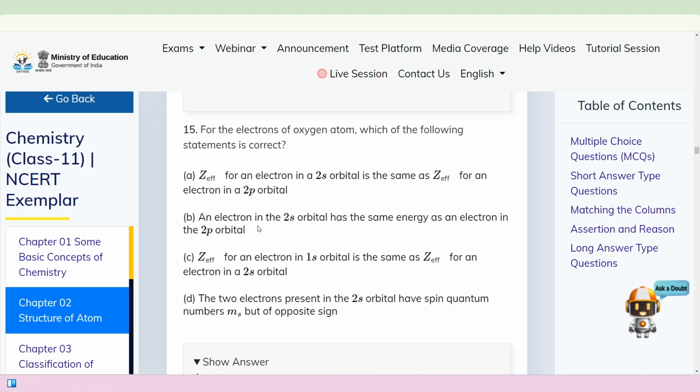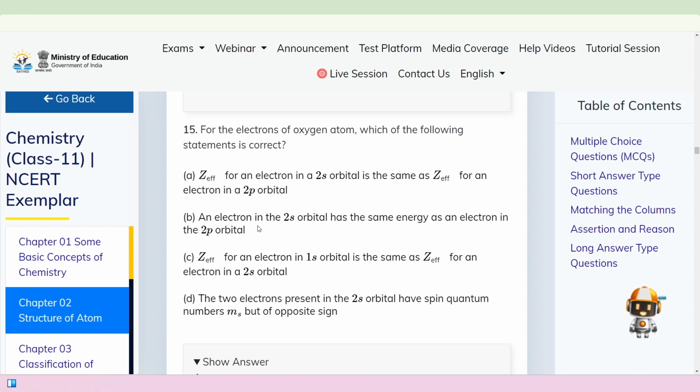What about option B? Option B says that an electron in the 2s orbital has the same energy as an electron in the 2p orbital. This is also incorrect, because if Z effective is different, that means the energy experienced by the electron is also different. Third option: Z effective for an electron in the 1s orbital is the same as Z effective for an electron in the 2s orbital. Now you have changed the principal quantum number only, and we know that on changing the principal quantum number, we change the energy. So this is also incorrect.